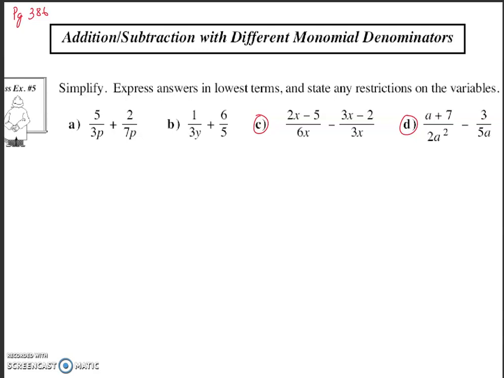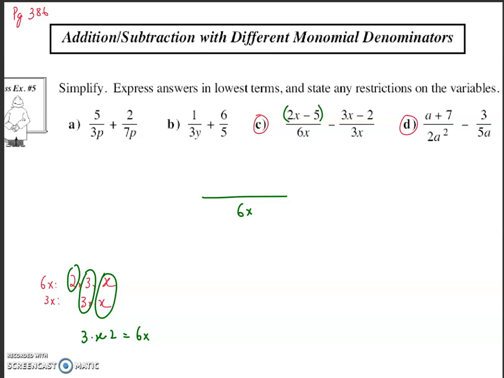For part C, you'll notice that it has 6x and 3x. If I were to break that down, 6x would be 2 times 3 times x, and 3x can be factorized as 3 times x. If we look for common factors, it would be the 3, the x, and then another 2. So altogether, it's our 6x, which is our common denominator. I'm going to write that over 6x.